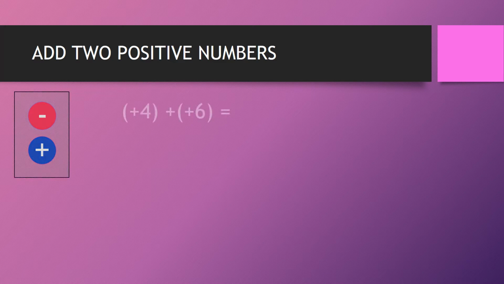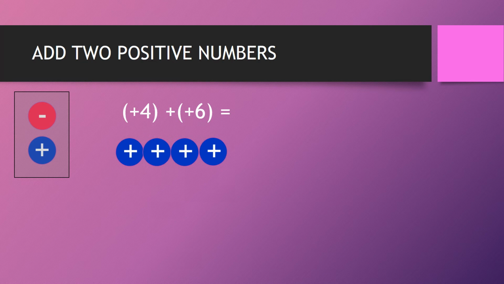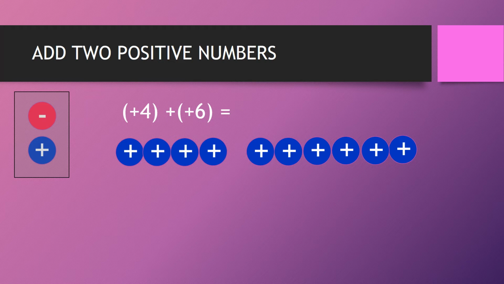To add 2 positive numbers, for example, positive 4 plus positive 6, I'm going to use 4 positive circles and 6 positive circles to represent this operation. Now, you see, I have 4 positive circles plus 6 positive circles. In this case, I don't have any 0 pair, because I don't have any red circle.